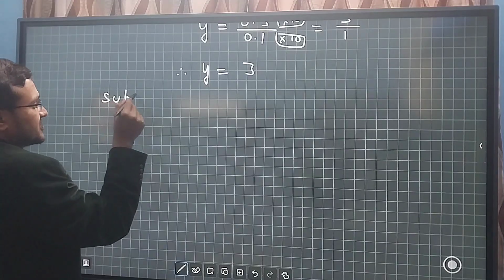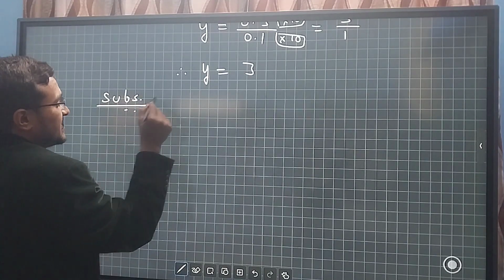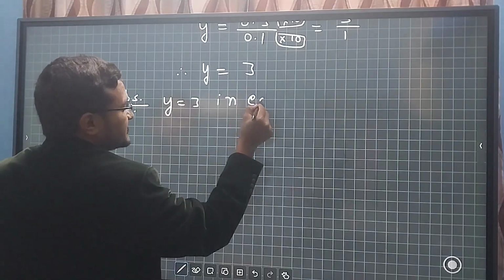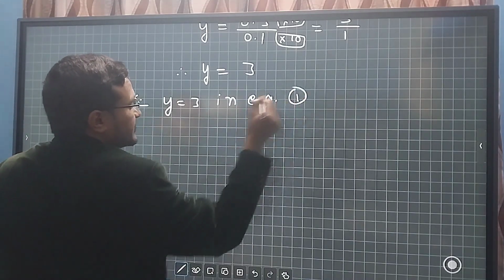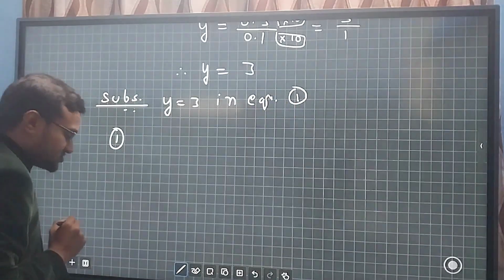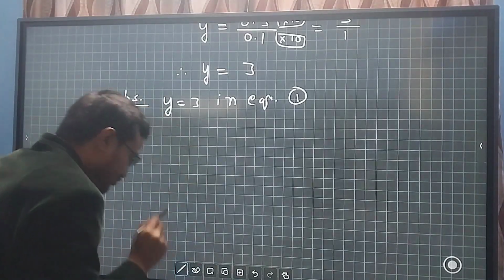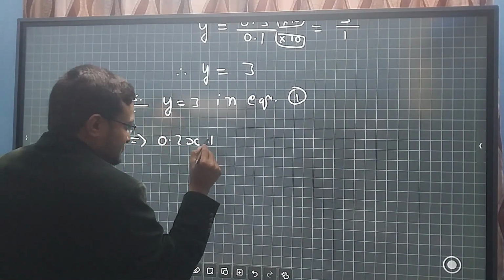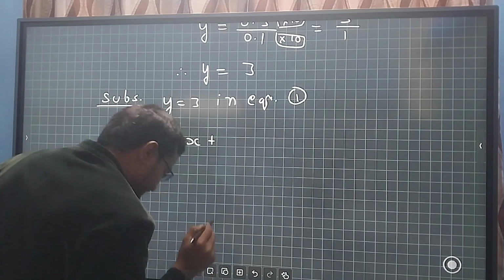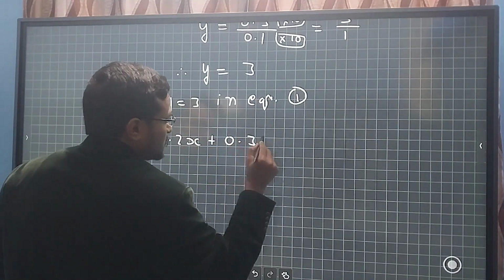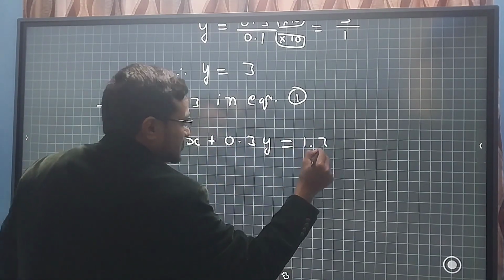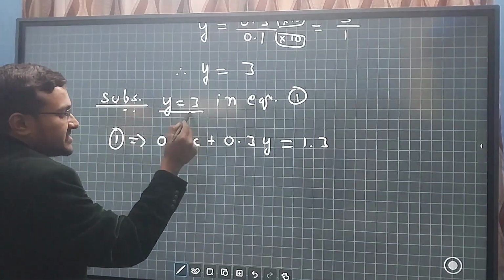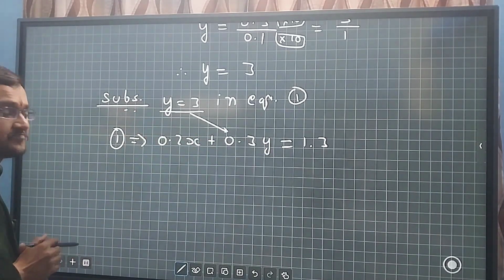So substitute, here you can substitute y is equal to 3 in equation 1. So now what was our equation 1? In equation 1 we had 0.2x plus 0.3y is equal to 1.3. So this was the equation 1 which we had. So this y is equal to 3 I will be substituting in this equation 1.